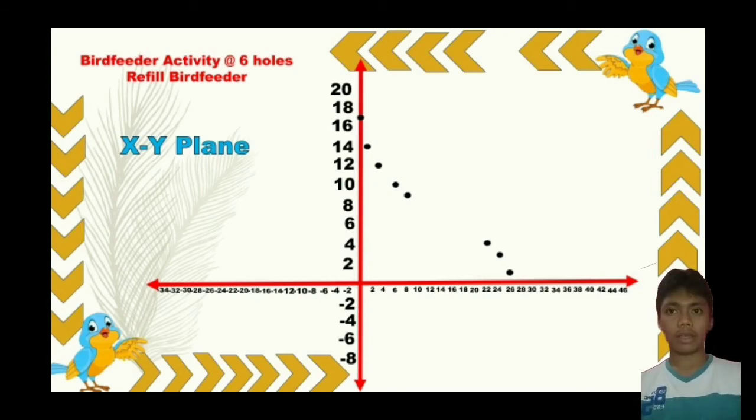In the x and y plane of the bird feeder with 6 holes, the refilled bird feeder shows the line's points decreasing, where the highest is (0, 15) and the lowest point is (1, 26).